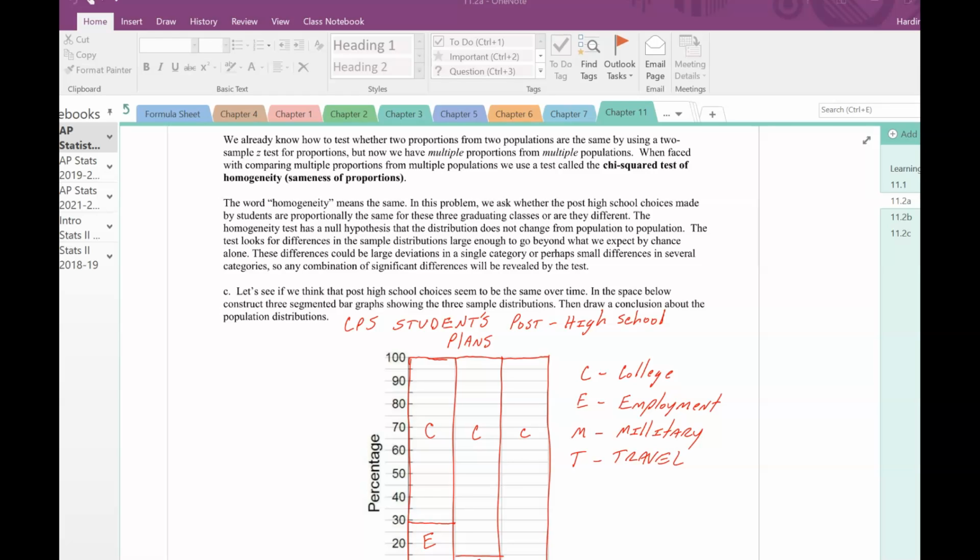So we're going to look at this and see if the proportions are the same for these three graduating classes. We're going to talk about a null hypothesis, and the null hypothesis is that they are all the same. And then there's an alternate hypothesis that would say they were different. Now these differences could be one major difference in one area, or it could be a bunch of small differences in several areas. And down below you can see a segmented bar graph.